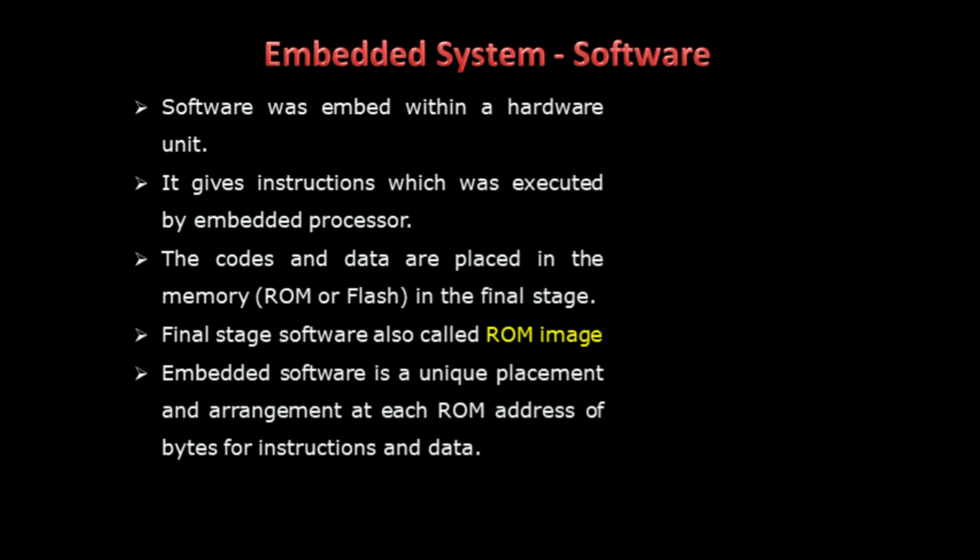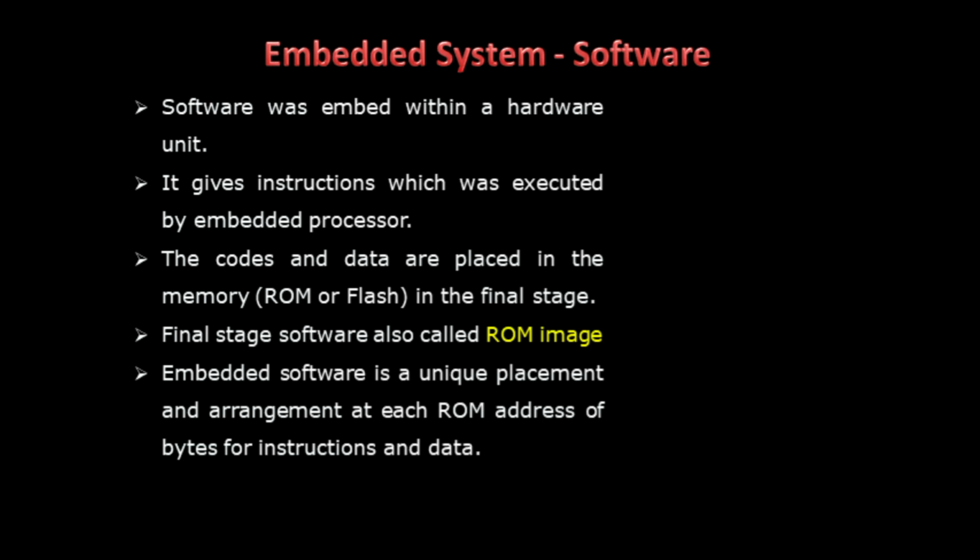This ROM or flash memory is the final stage. This final stage of the software is embedded. This coding is embedded in memory. The ROM memory content is called the ROM image. This ROM image is the arrangation of ROM addresses of bytes of instructions and data.